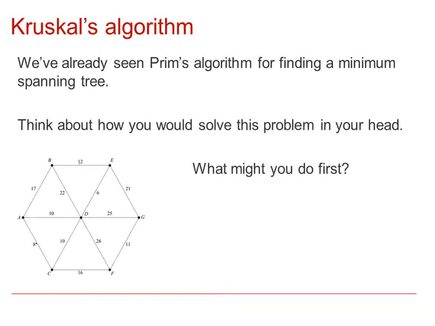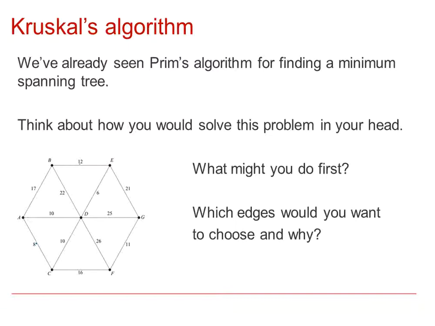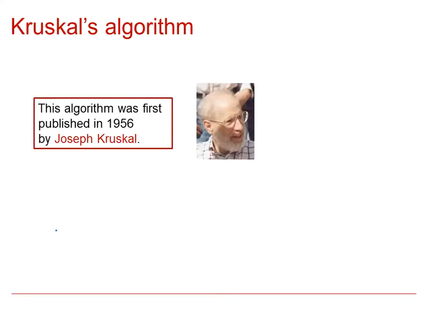So what you might do first is look for the shortest edge and then the next shortest edge, etc. But you must avoid creating a cycle. So which edges would we choose and why? And this is formalised in Kruskal's algorithm. Kruskal first published this algorithm in 1956.